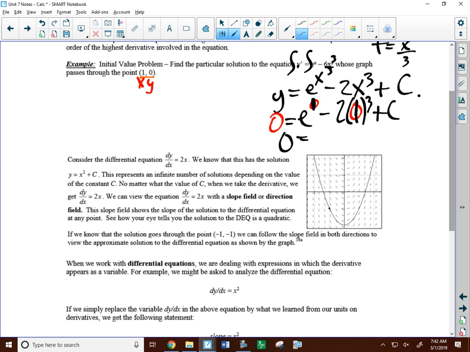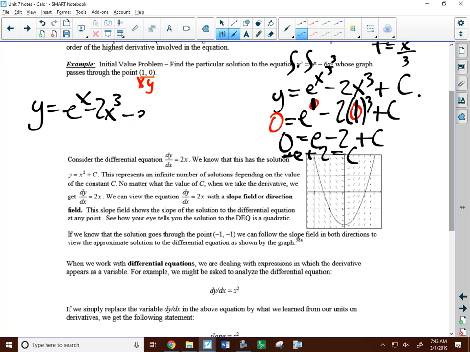So here I get e to the first power, which is just e, minus 2, since 1 cubed is 1, so it's going to be 2. And so then I can subtract e and add 2 to get c. I subtracted e and added 2. Why isn't there a negative e? A negative what? Why isn't the e negative? It is. There's a negative from there. So let me write my final answer, the particular solution: e to the x minus 2x cubed, and then c is negative e plus 2.